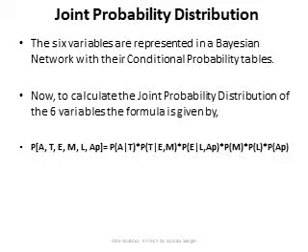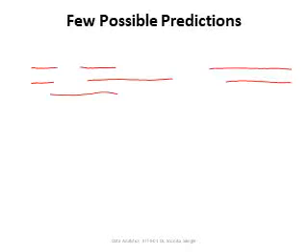Then this is the probability of the 12th grade marks, and this is the probability of level of exam, and this is the probability which is related to the aptitude score of the student. So this is how we can represent the joint probability distribution in the situation. We can have some possible predictions here.